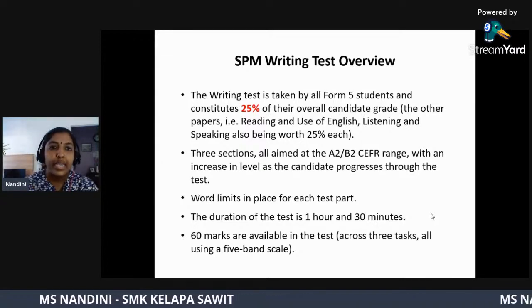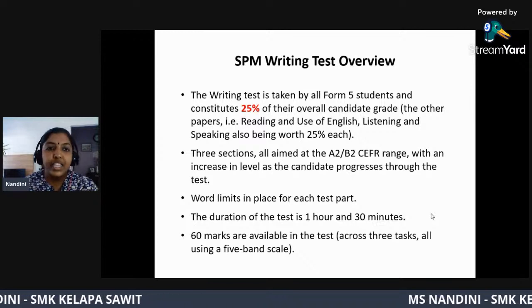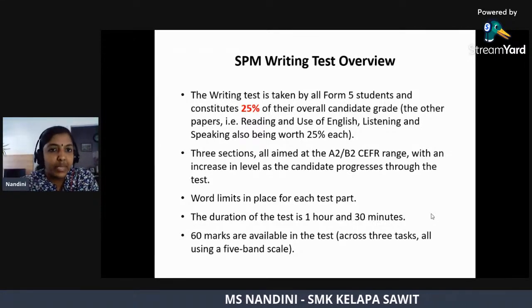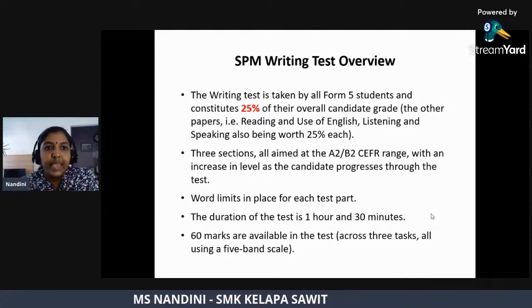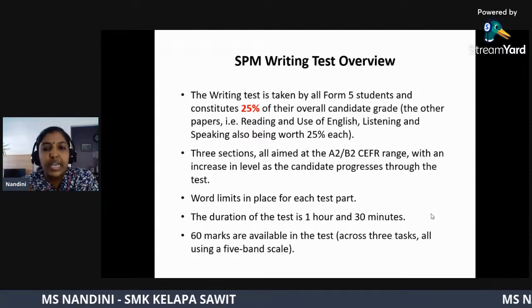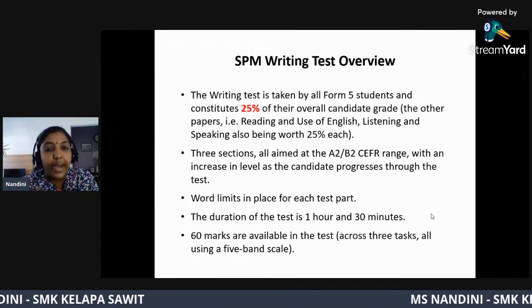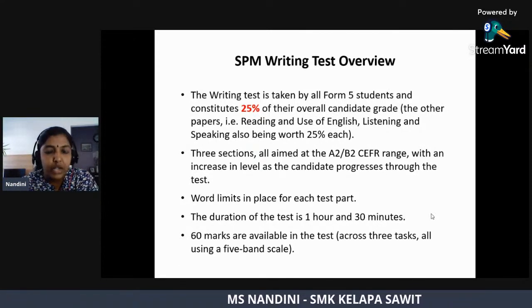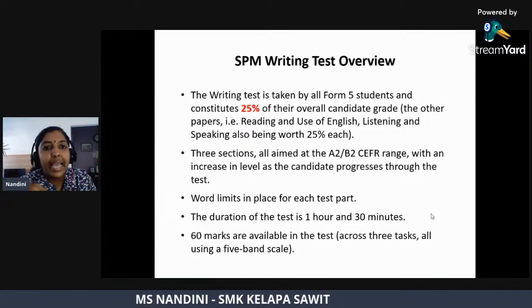There are three sections, aimed at different levels, starting from A2 up until B2, and there is an increase in the level. So Task 1, or Part 1, is slightly easier to achieve a higher band compared to Parts 2 and 3. We will look at it in a while. And there are different word limits for each task.